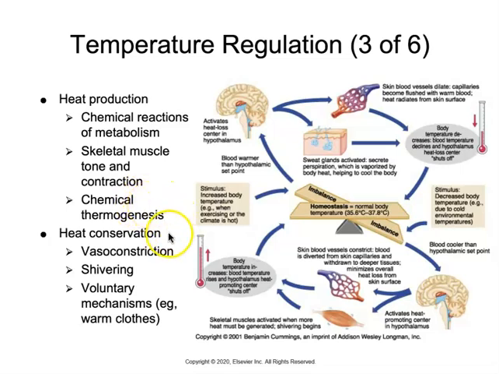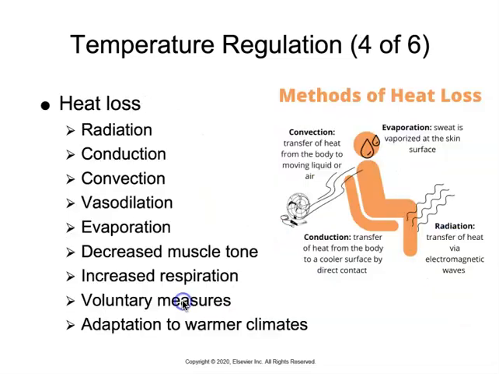Then we have our heat conservation, where we can cause vasoconstriction, basically pulling the blood away from the surface of our body so that we can retain it more, so that heat doesn't radiate off of our skin. We can shiver and contract those muscles more to produce heat. And then we have voluntary mechanisms such as wearing warm clothes or being indoors with heat. Then we've got our heat loss.